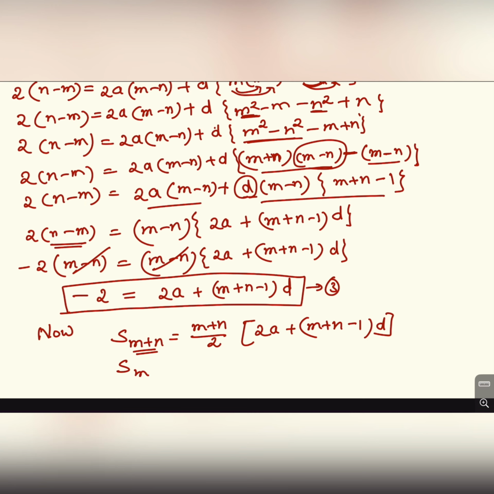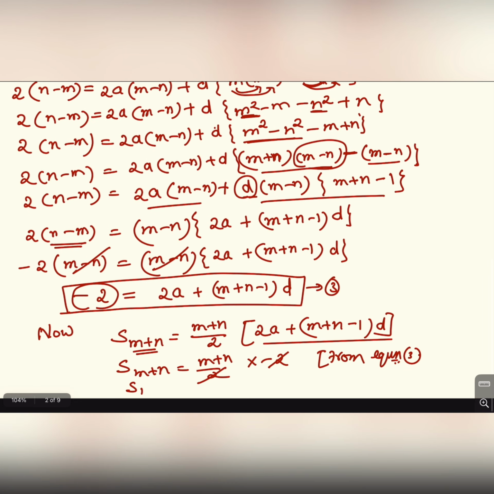Now S of m plus n is equal to m plus n by 2, and 2a plus m plus n minus 1 into d is nothing but minus 2. So let me substitute that from equation 3. Now we can cancel these two, hence we are left with S of m plus n is equal to multiplying with minus to these two terms, minus of m plus n. So we have proved it.